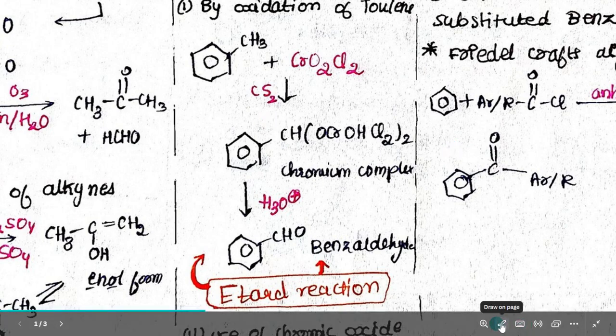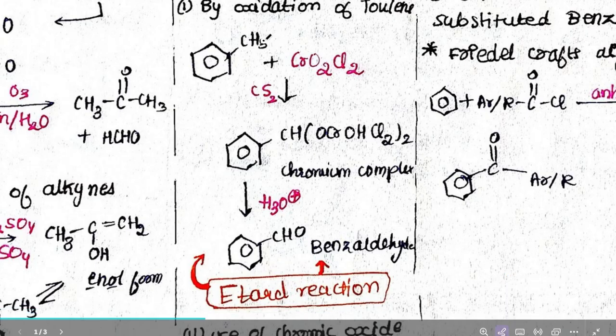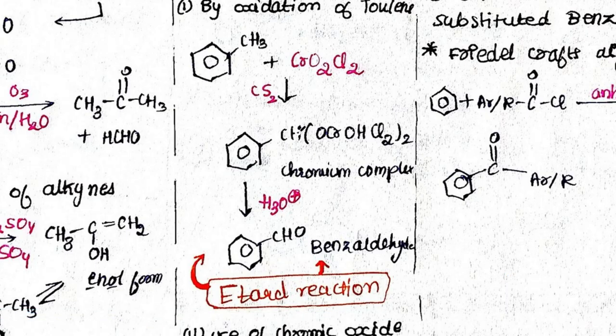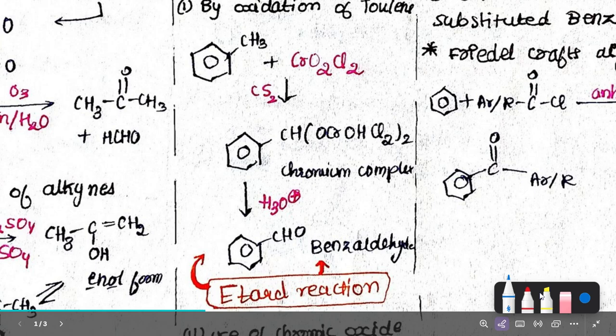So let's be very careful again. See what is happening. Here we have CH3. One H remains the same, while the other 2 H are getting replaced by OCrOHCl2 twice. That is the only difference. And then reacting this with H3O plus, that is hydronium ion, will give us benzaldehyde. And this is a super important reaction known as the Etard reaction.